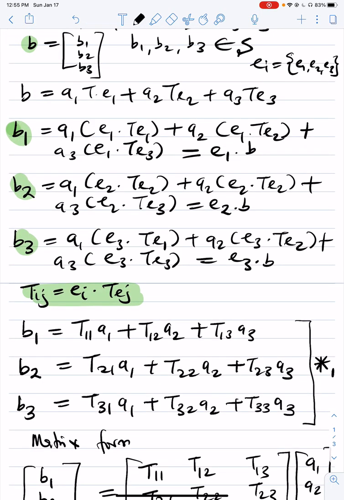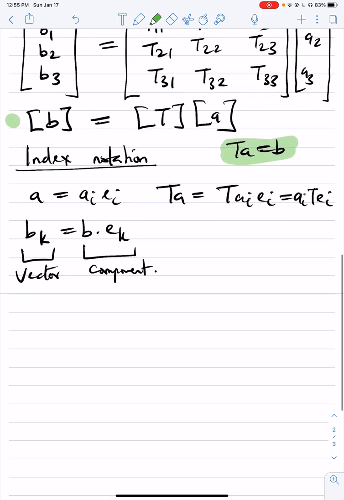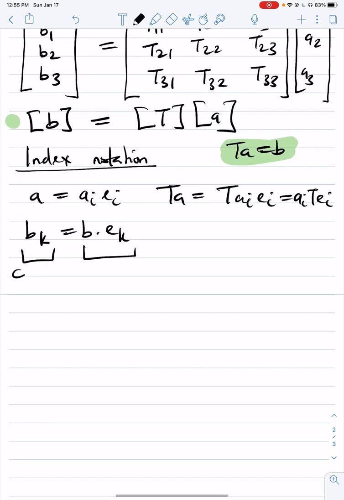When we're writing this one, for you to find a specific component, you multiply the vector by the unit vector in that direction, right? So it's E1, B1 equals B dot E1. Similarly, we are doing the same thing here. Oh sorry, I interchanged this. So this is the component, and this is the vector itself. The vector is B. E_k is the unit vector in that direction, the unit vector here in that space.